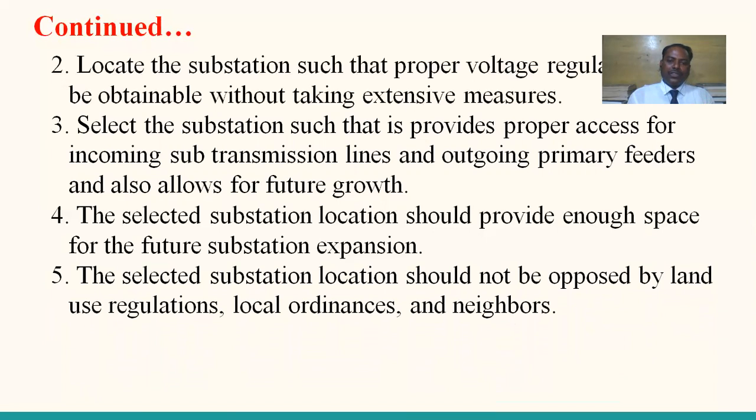any members in future. So neighbors, in the sense, suppose an 11 kV line is going over your house, you can't accept it. Why? Because it is dangerous. So considering all these physical barriers like land use regulations, local ordinances, and neighbors, this is also most important for us in selecting the substation.